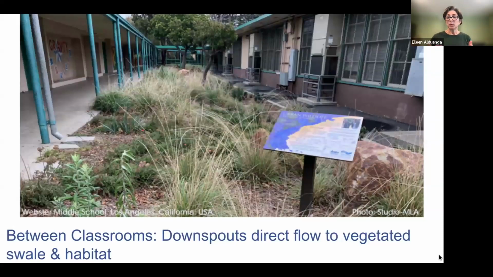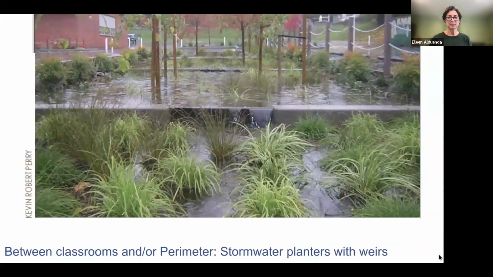Thinking about spaces between classrooms really is an opportunity to disconnect those downspouts and move them into a space that is informally used as a learning space, as well as a formal connection to curriculum. Next slide. Planters, again, between spaces and on the perimeter can be really valuable in using long areas and breaking it up so that you can get some filling of those planter areas that then spill into the next one. Next slide.